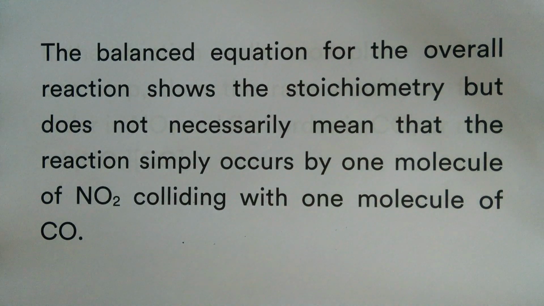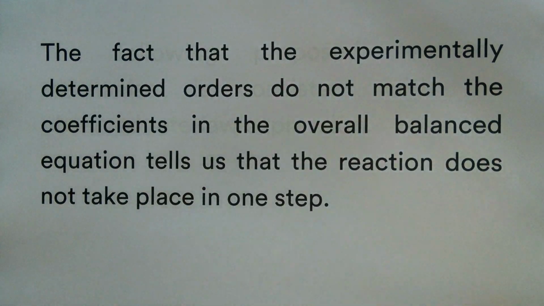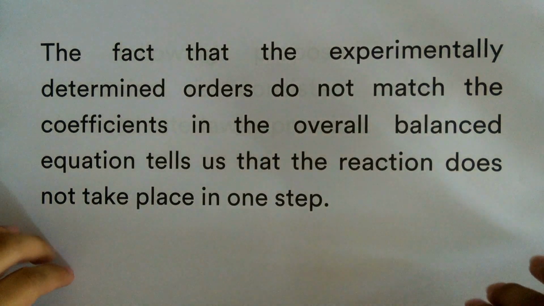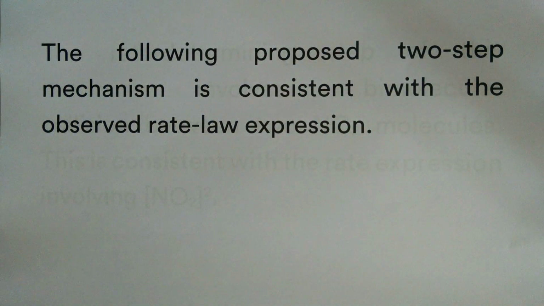The balanced equation for the overall reaction shows the stoichiometry but does not necessarily mean that the reaction simply occurs by one molecule of nitrogen dioxide colliding with one molecule of carbon monoxide. The fact that experimentally determined orders do not match the coefficients of the overall balanced equation tells us that the reaction does not take place in one step. The following proposed two-step mechanism is consistent with the observed rate law expression.